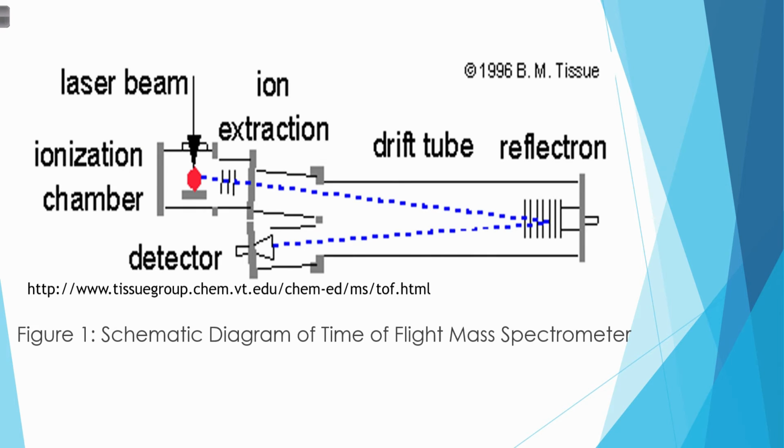This diagram shows the time-of-flight mass spectrometer with a reflectron. Take note that the drift tube is a field-free region in which the ions travel from the ion source to the detector.